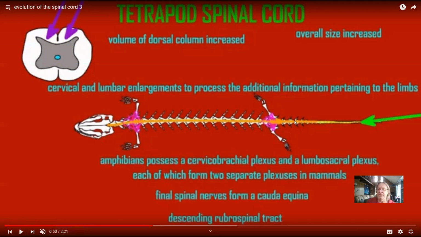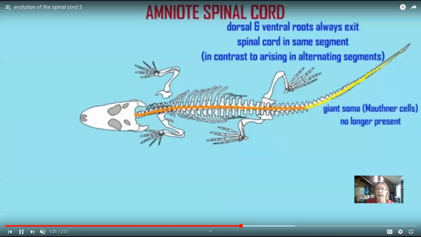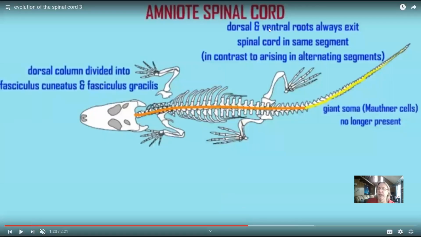The spinal cord does not go all the way to the tip of the tail, and the final nerves form a cauda equina, a horse's tail, as we see in humans. There are more similarities in the tracts, such as from the red nucleus, a rubrospinal tract, which also exists in humans. By the time you get to early reptiles, dorsal and ventral roots always exit the spinal cord in the same segment, as opposed to alternating segments.